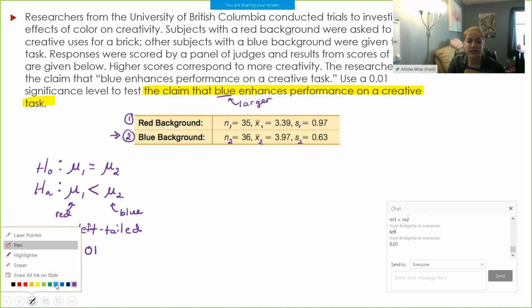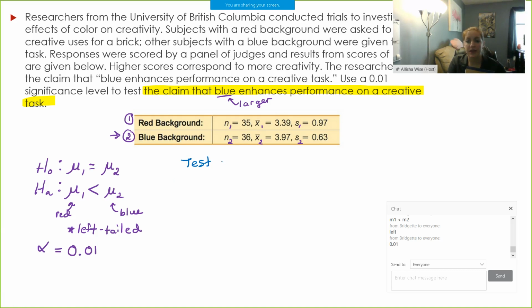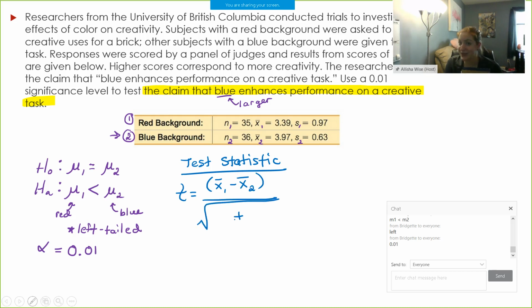Now let's go ahead and calculate the test statistic, because I kind of screwed that up on the last example, so we need to make sure we go through that. So t equals x bar sub 1 minus x bar sub 2 all over the square root. There's a plus sign between them. We learned that today. Let's see. S sub 1 squared over n sub 1, plus S sub 2 squared over n sub 2.